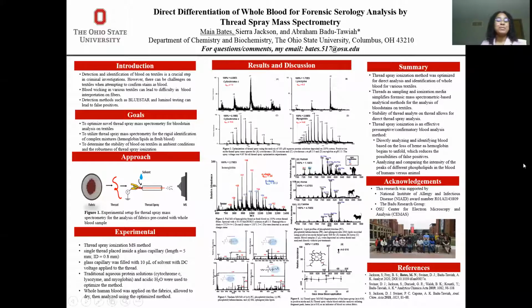Hi, my name is Maya Bates, and I'll be presenting my research on direct differentiation of whole blood for forensic serology by thread spray mass spectrometry. I'd like to start by going over what forensic serology is.